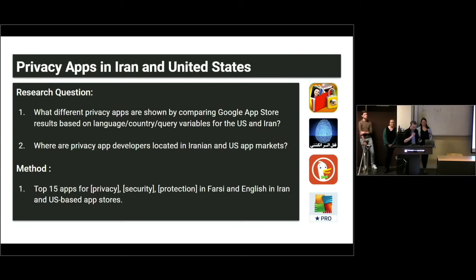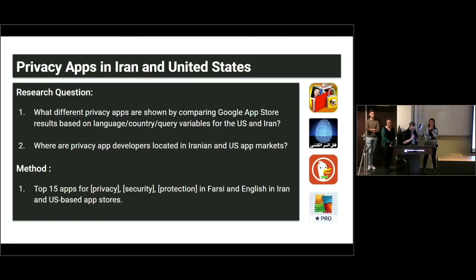Okay, so my group focused on comparing the App Store in two different countries. The research question was, what different privacy apps are shown by comparing Google App Store results based on language, country, or query variables for the United States and Iran? Because we thought they were very different countries in terms of privacy and regulation and the law. And the second question related to that is, where are the app developers located for these apps, and how is it different between Iran and the US?